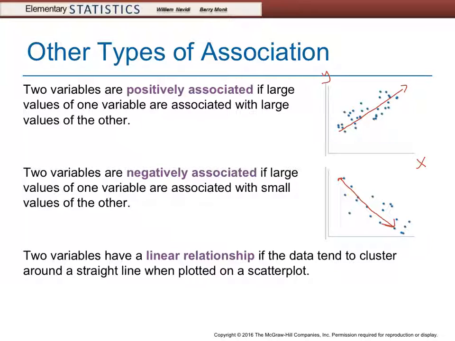There are other types of associations as well, ones that are nonlinear in association. In those cases, we will see that there's an actual pattern for X and Y, but they're not in some fashion linear, right? Two variables that have linear relationships tend to cluster around a straight line when plotted on a scatter plot.